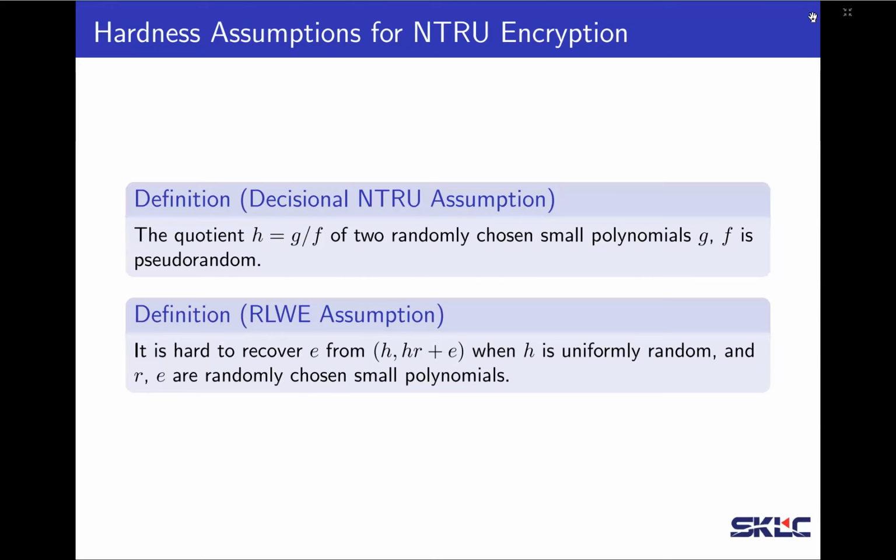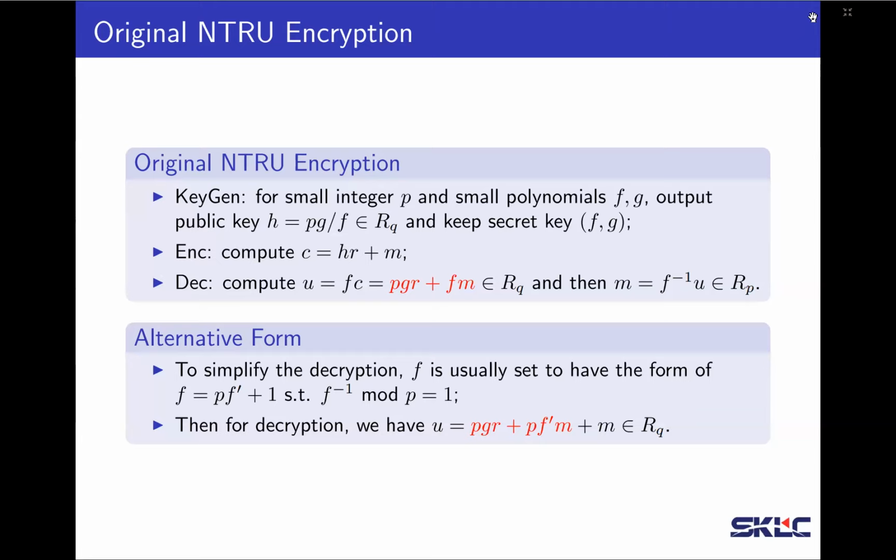For original NTRU encryption, the key generation is simple. For some small integer p, which is typically 3 for ternary entries, and small binomial f and g, output public key h equals p times g over f, and keep secret key f. For encryption, compute c equals h times r plus m, and for decryption, first compute u equals f times c mod q, and then recover m by computing the inverse of f times u mod p.